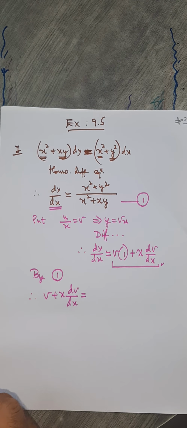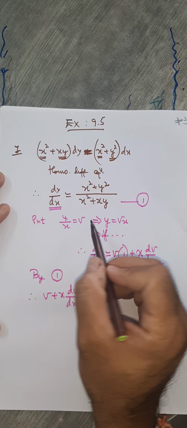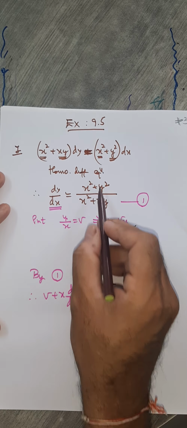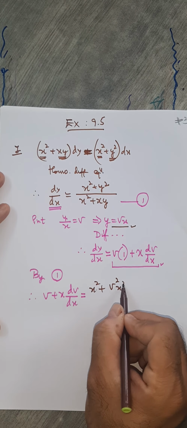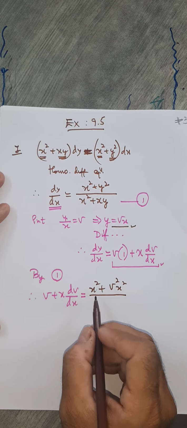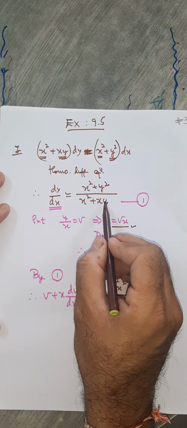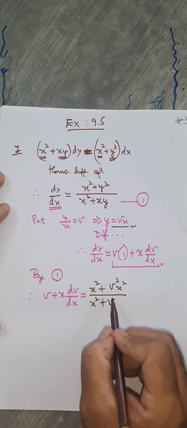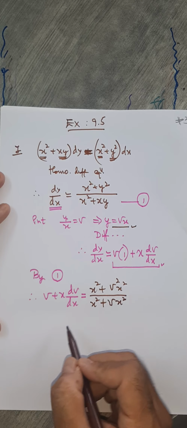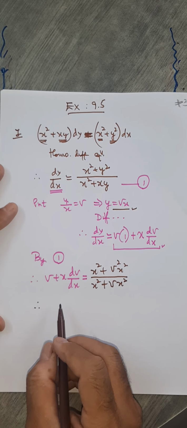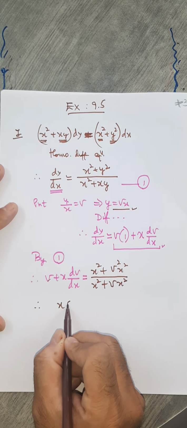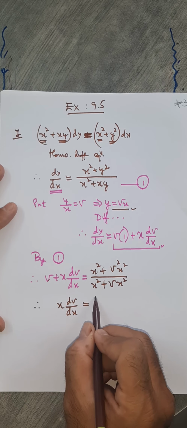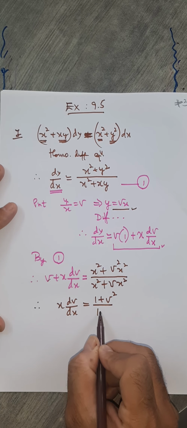Go to the RHS. What is the right hand side? There we are going to put y equals to vx. So x square as it is, instead of y, vx, v square x square upon here x square as it is, instead of y you are going to put this. So we get v and x into x, that's x square. You can see that x square you can take common and it will get cancelled. And I'll take v on the other side. So x dv by dx equals to, take x square common, it will get cancelled, 1 plus v square upon 1 plus v.